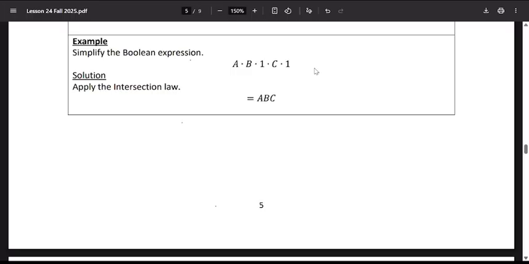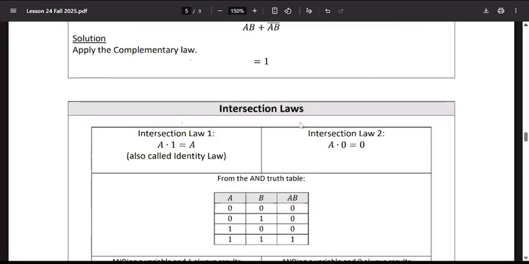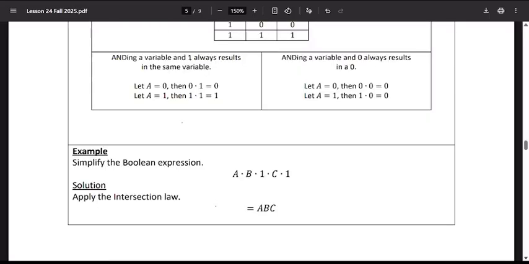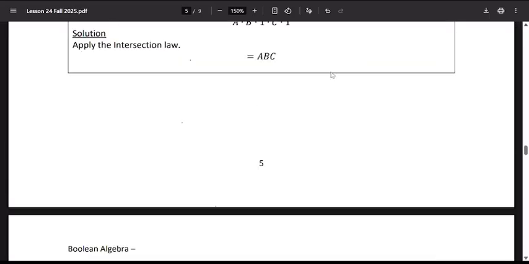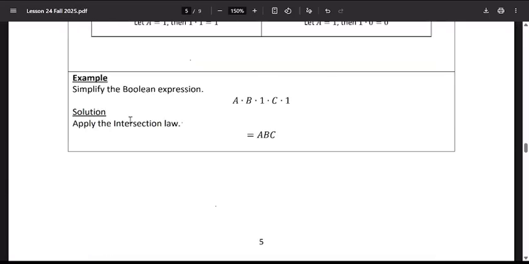I think I put a lot of examples. Of course, here you are actually going to use the intersection law: B times 1 and C times 1. If you go back to the intersection law, A times 1 is A. So B times 1 is B, C times 1 is C, and that was why we arrived at that. That was why I said we're going to be using the intersection law.